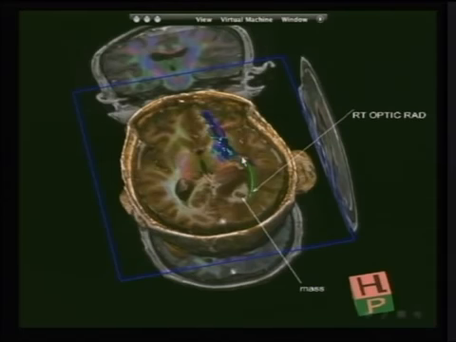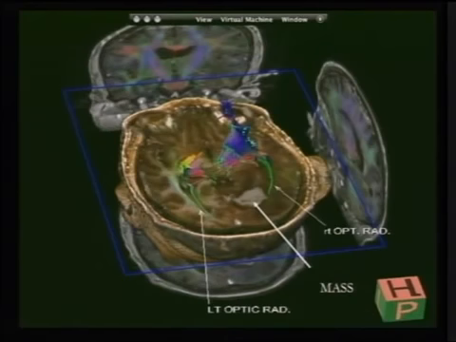The optic radiation is along the outer margin of the mass and stops short before reaching the cortex because it has been infiltrated. If we compare it with the contralateral one, we can see that the optic radiation reached the cortex there, while here it stopped short due to being infiltrated by the tumor.